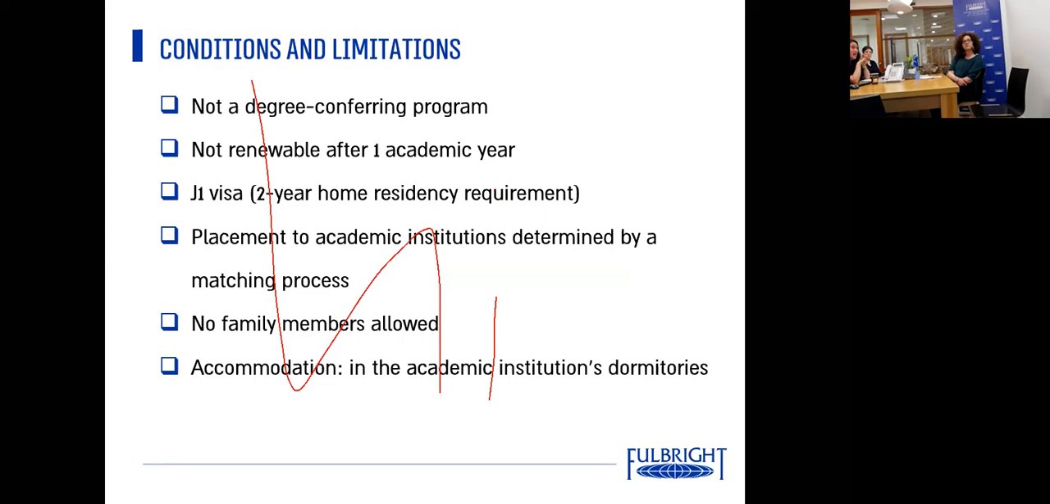The placement at the academic institute will be determined by our friends at IIE that manage the program with us. It's not up to you to decide where you will be based. We do not allow family members to join. This is because of the last one, which is you will be living in the dorms. You cannot have your kids with you, wife, husband with you, not even your dog. And I know it is sad.